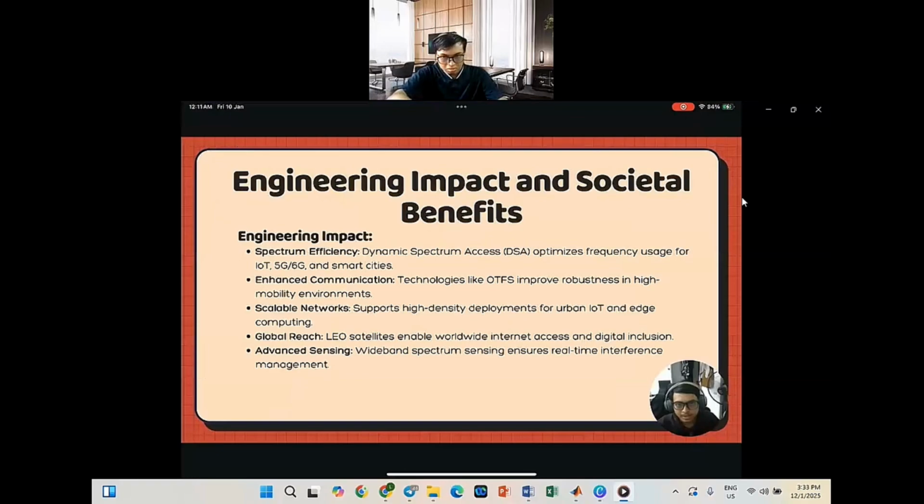Furthermore, next I will discuss the engineering impacts and societal benefits. The engineering impact of the recent advancement is spectrum efficiency, especially when we use 5G, it will become stronger and faster. And we have enhanced communications and also scalable networks, since we can easily detect unused towers and use them fully. And global reach and also advanced sensing.